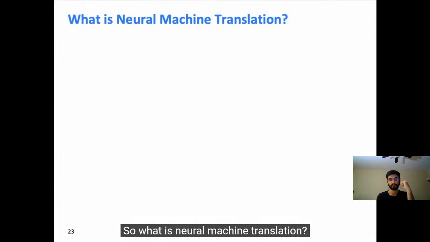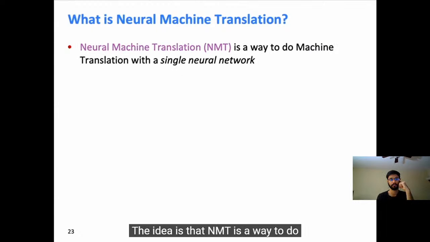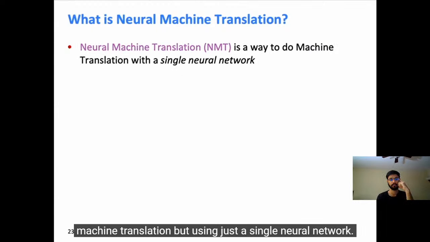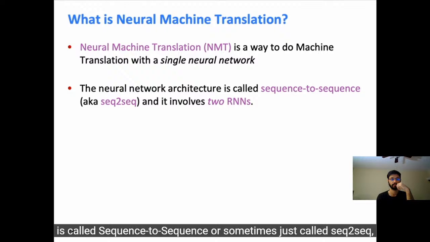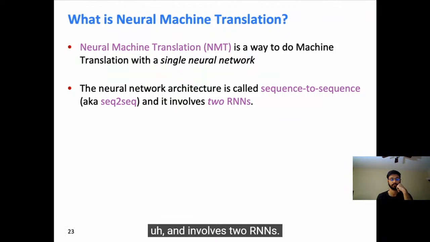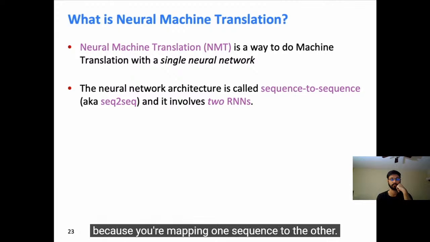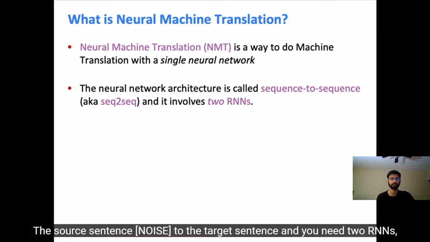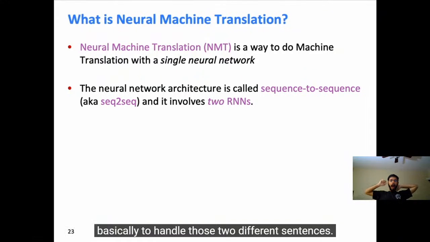So what is neural machine translation? The idea is that NMT is a way to do machine translation, but using just a single neural network. And the neural network architecture that they use is called sequence-to-sequence, or sometimes just called seq2seq, and it involves two RNNs. So it's called sequence-to-sequence because you're mapping one sequence to the other, the source sentence to the target sentence. And you need two RNNs basically to handle those two different sentences.